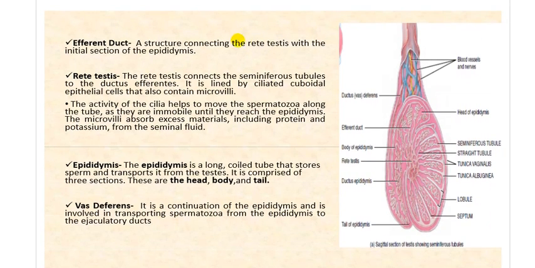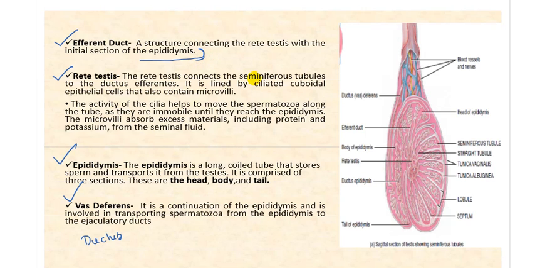Now we'll see certain structures which are very important to understand how sperm are formed and how they move via these structures into the urethra and out of the body into the female vagina. To understand how it moves, we need to know these structures: efferent duct, rete testis, epididymis and vas deferens. I told you vas deferens is also known as ductus deferens. So let's see what the efferent duct is. It is a structure connecting the rete testis with the initial section of the epididymis.